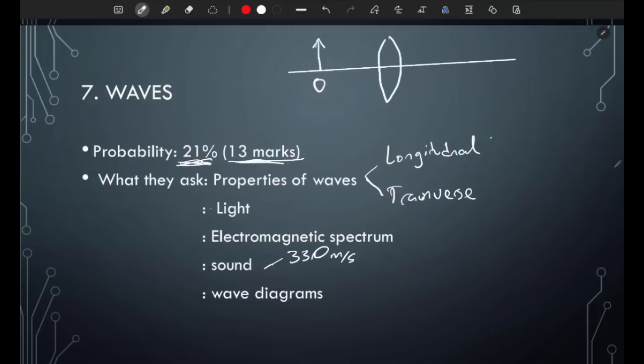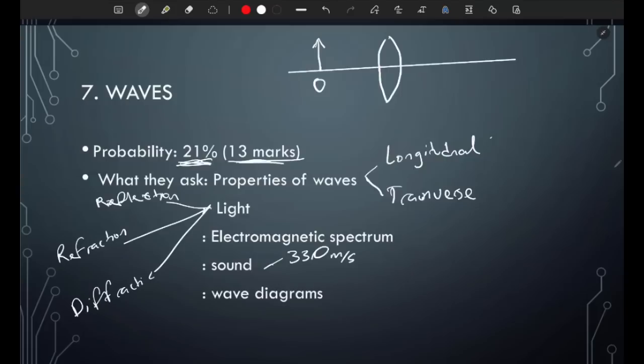And also, when we're looking at light, we have reflection, and then we have refraction, and also diffraction. So make sure to know what these three terms mean and understand them.